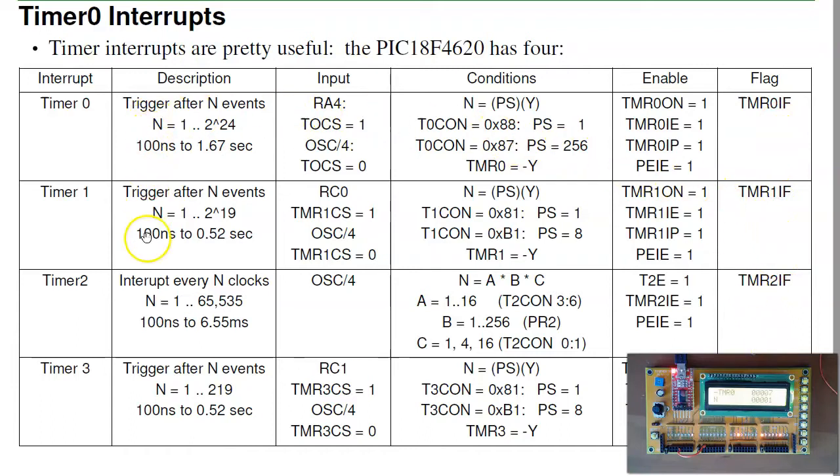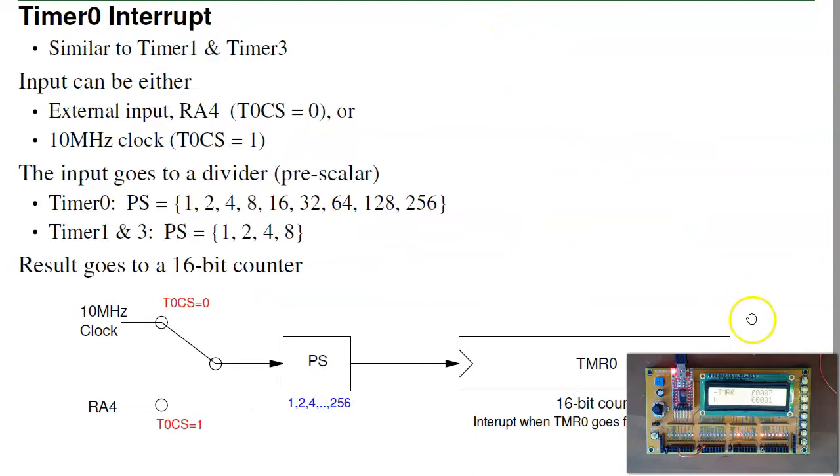So Timer0, 1, and 3 are very similar. Just to have something more concrete to talk about, let's just talk about Timer0 interrupts. Now with Timer0, you have your choice. I can look at the external input, rising edges on port A, pin 4. Or I can look at the 10 MHz clock, your pick. That's controlled by Timer0 source select. There's a prescaler. This is a divider.